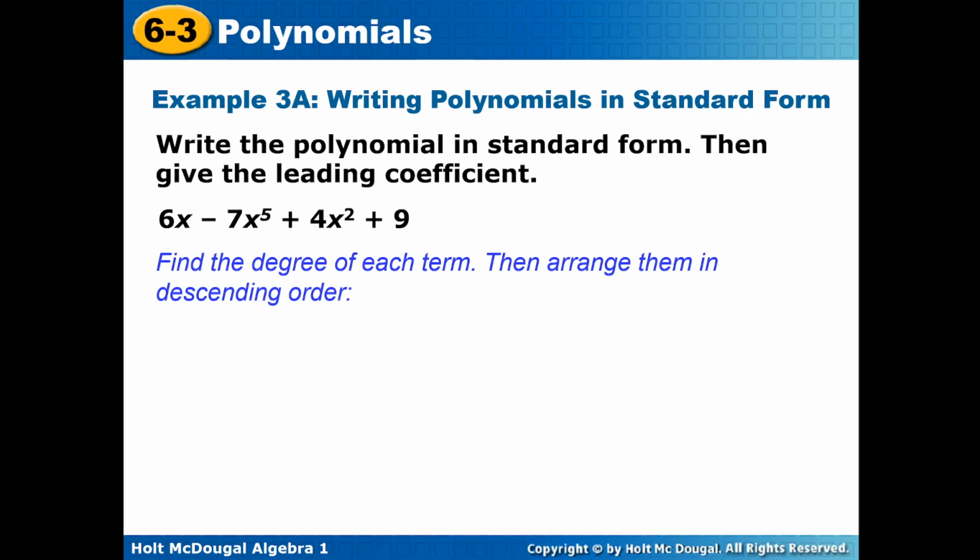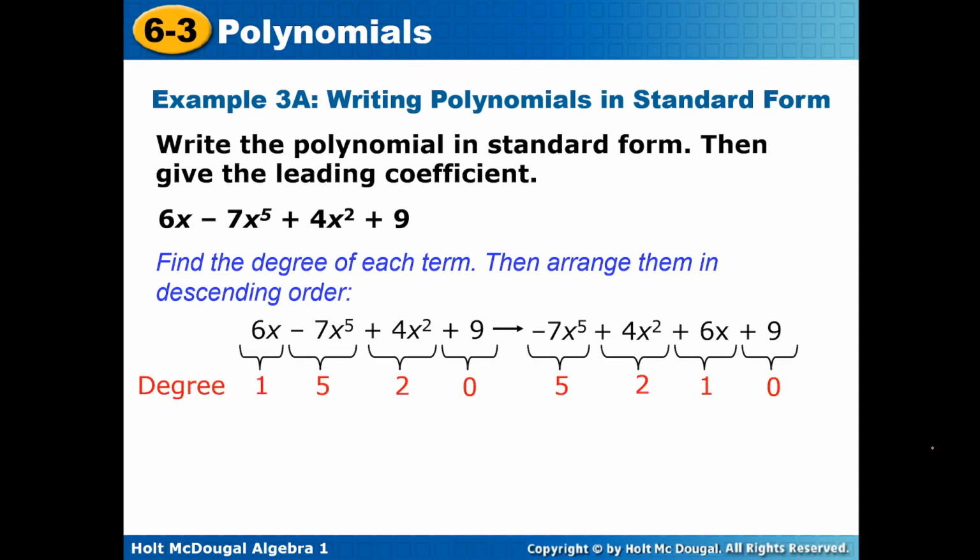Therefore, 6x has a degree of 1 because standalone variables without a stated exponent have a degree of 1. Negative 7x to the fifth has a degree of 5 because 7 has a degree of 0 and x has a 5 as its exponent. 4x squared has an exponent of 2, therefore a degree of 2, and 9 has a degree of 0. Ordering these out, we find 6x minus 7x to the fifth plus 4x squared plus 9 turns into negative 7x to the fifth plus 4x squared plus 6x plus 9. That is because the degrees were 1, 5, 2, 0. It is now in the new order 5, 2, 1, 0.